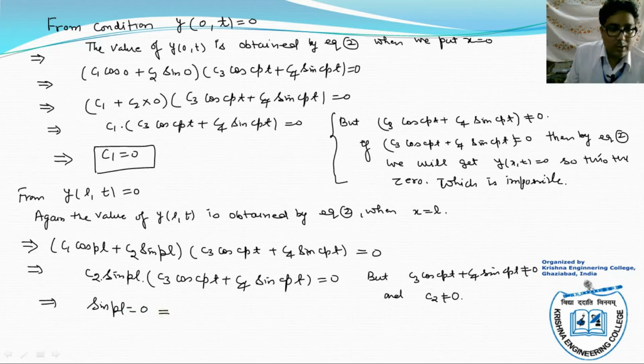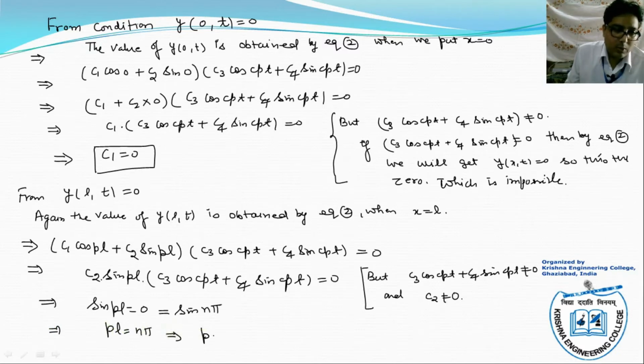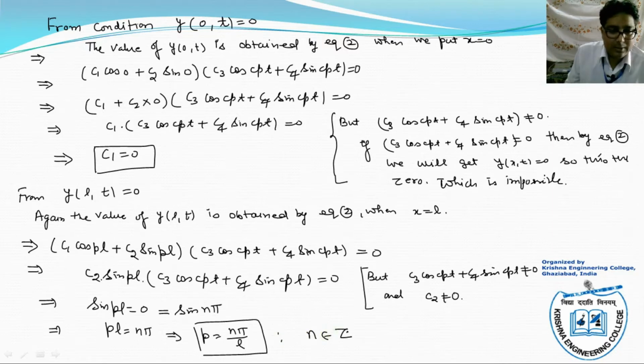So this is the general value of sin n pi. Clear? The general value of sin n pi. So comparing this, we get pl is equal to n pi, and p is equal to n pi by L, where n is an integer. Clear?